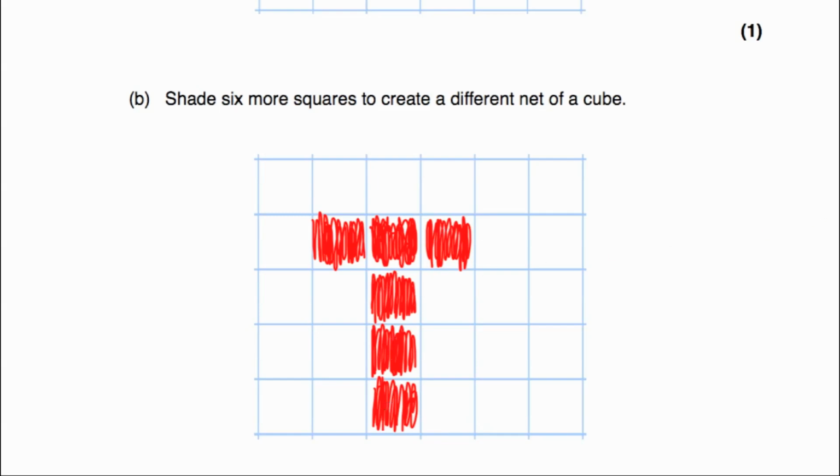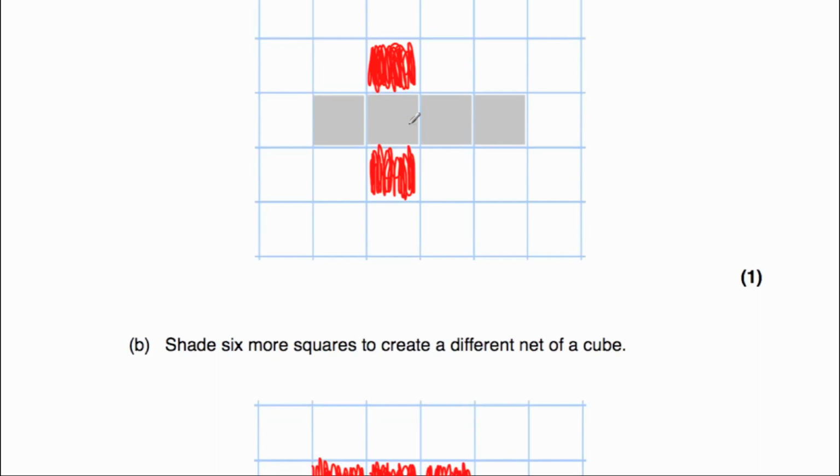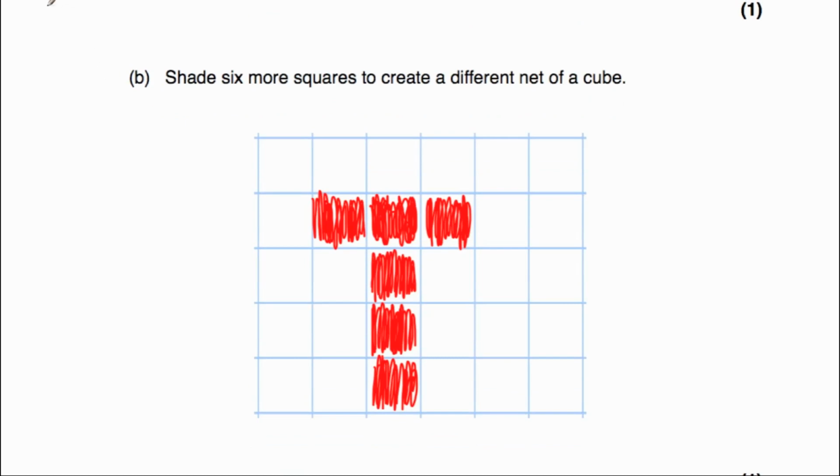And that's it. So these are two different nets, where we've got this one, which has 4 horizontally and one above and one below. And then we've got this T-shaped one. Okay, let's have a look at our next question. There are lots of different nets of cubes, and it's actually quite interesting trying to create all the different nets that you can do for a cube.